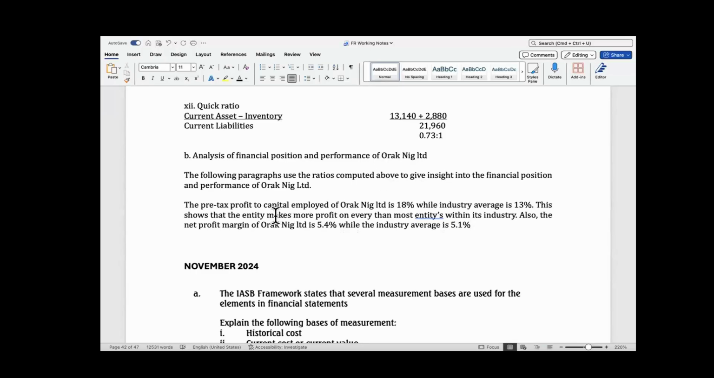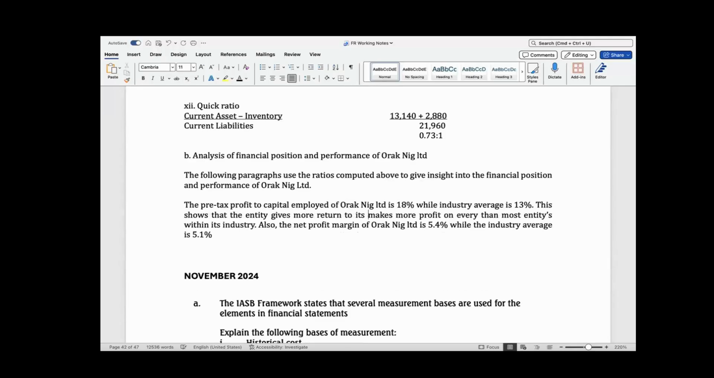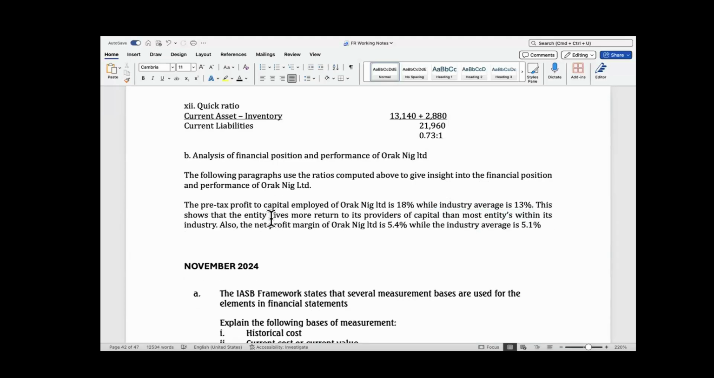No, this notation shows that the entity makes more profits. No, not that. It shows that the entity gives more return to its providers of capital. Provider, but that's pre-tax. Than most entities we know. Yeah. Why the industry? Okay.